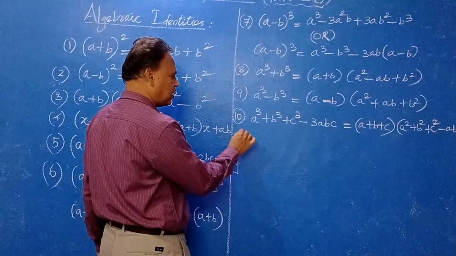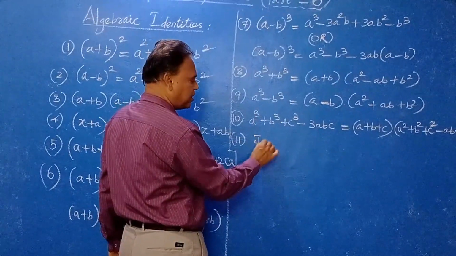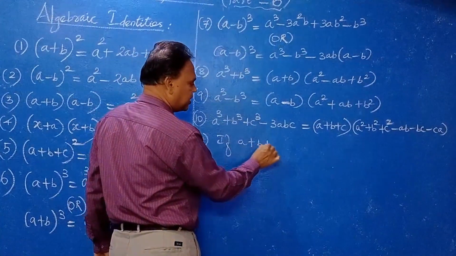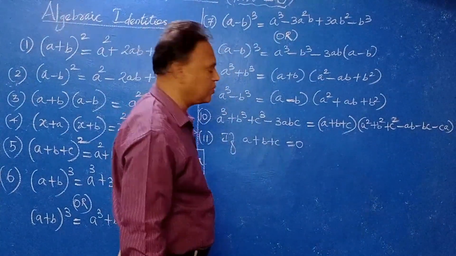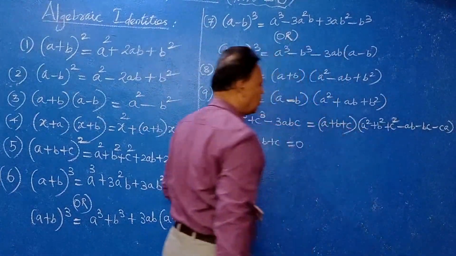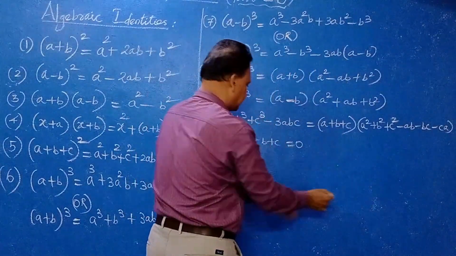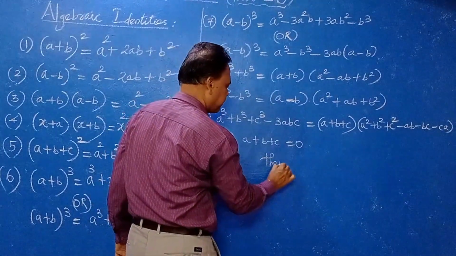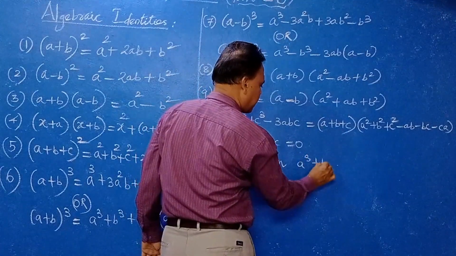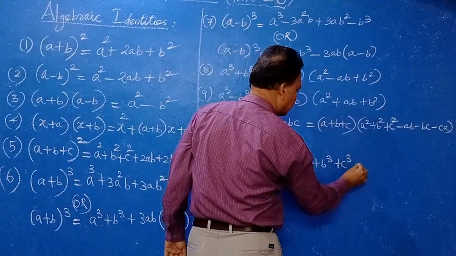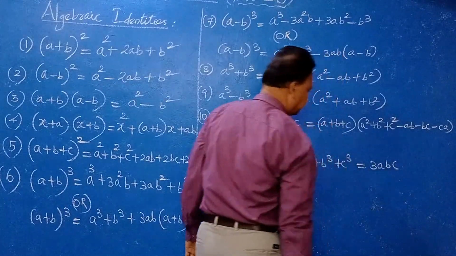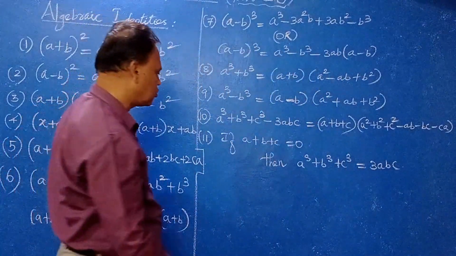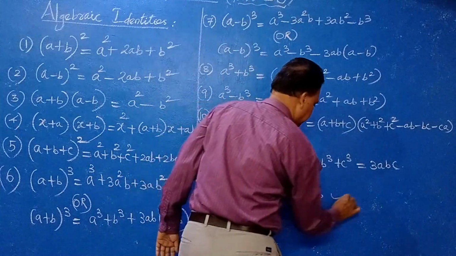Then the 11th formula. In this formula, if a plus b plus c equal to 0, what will happen? This fully becomes 0. So bring this minus 3abc to this side. Then a cube plus b cube plus c cube equal to 3abc. Understand? So this is very important. Clear?